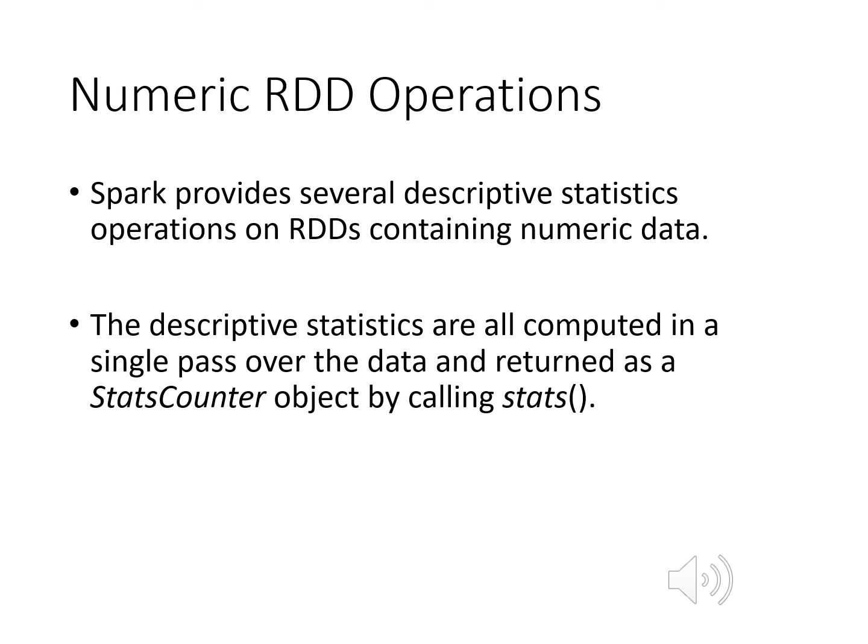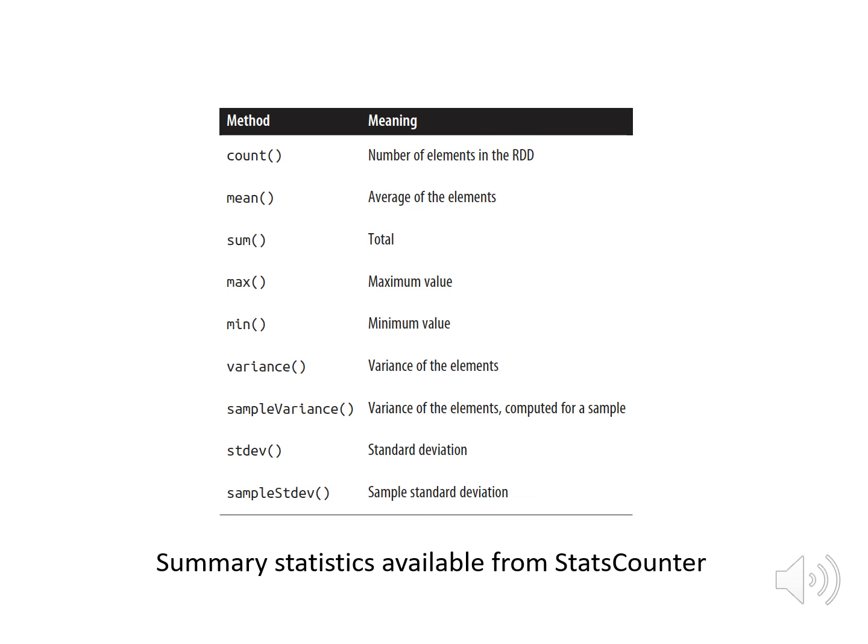Numerical RDD operations. Since the statistics of numerical data are important to get to understand the data and helpful to analyze the data in many ways, Spark has built-in descriptive statistical operations on numerical RDDs, and the common statistic operations are all computed in a single pass and returned as a stats counter object. The stats counter object includes the commonly used statistics, and here is a list of those statistics available.